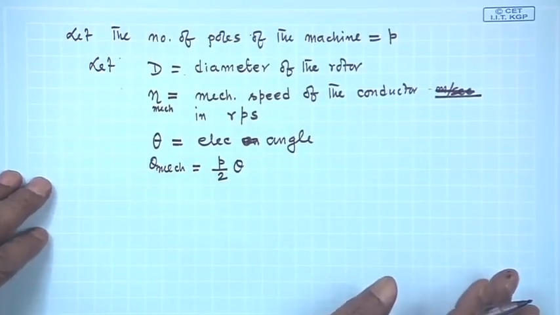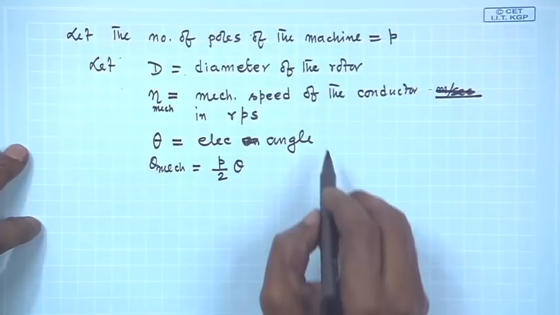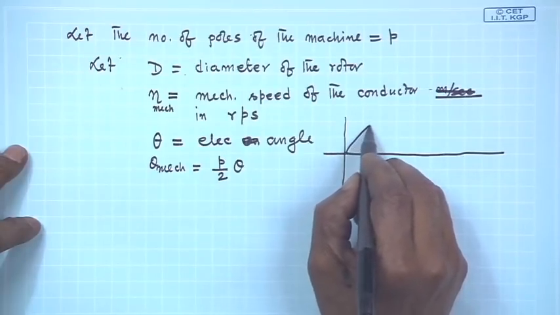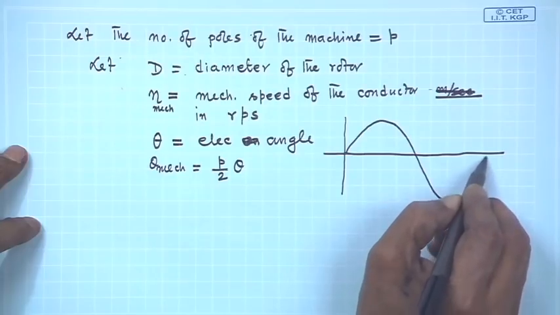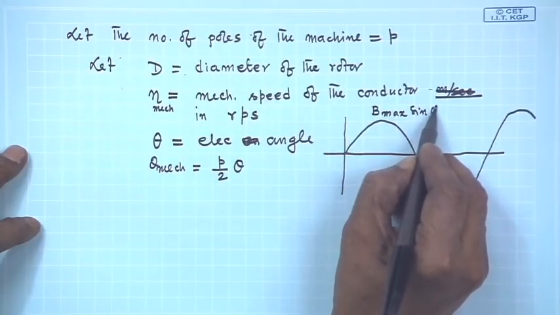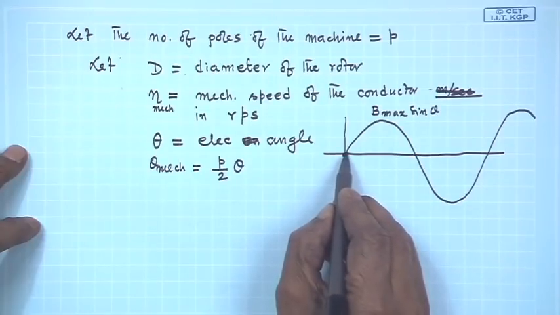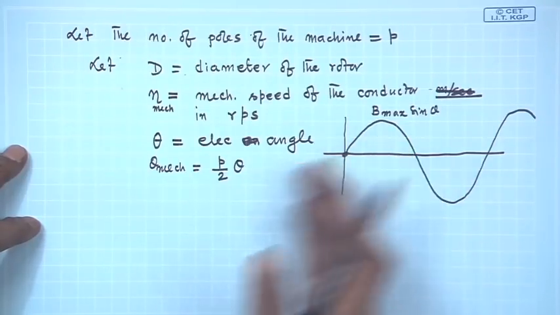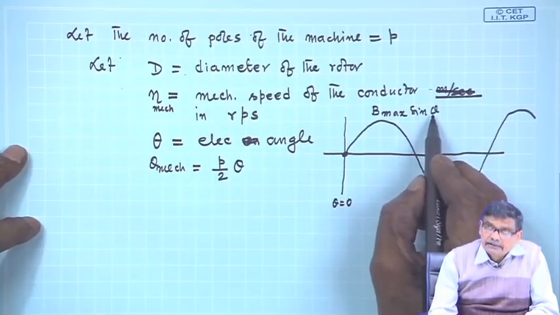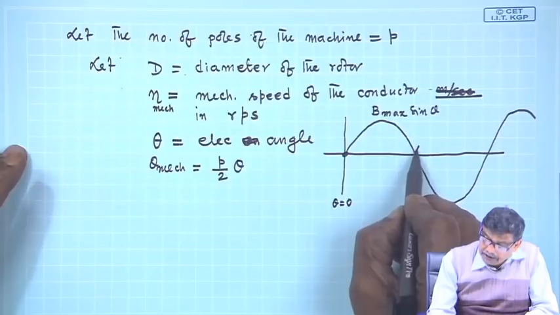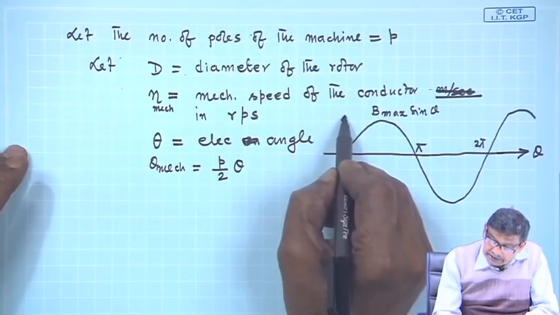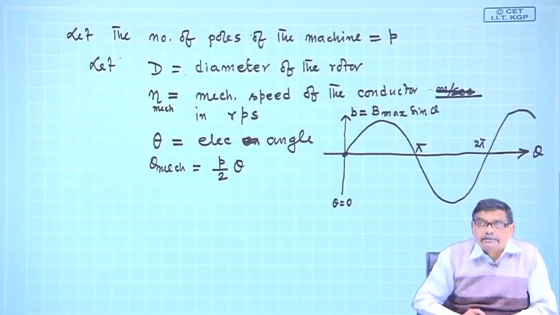Okay. And the problem is like this. B distribution is given, and I will write it as B max sin theta. I have chosen to measure theta from 0 crossing and going towards positive, this is entirely my business. So, I have considered this to be theta equal to 0, and this theta, as I told you, is theta electrical without any suffix. So, this is pi, this is 2 pi, and this is theta. And the y axis is B, in electrical angle.